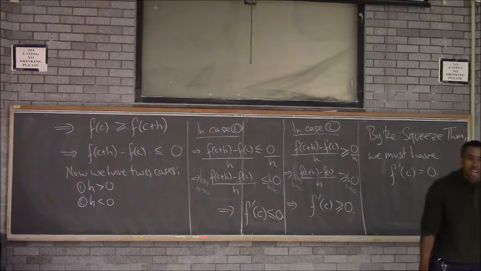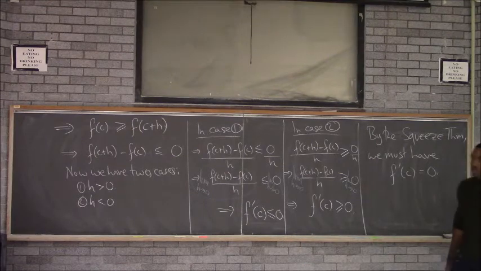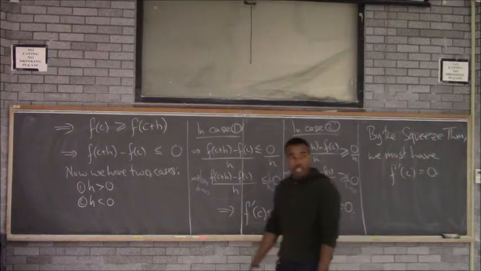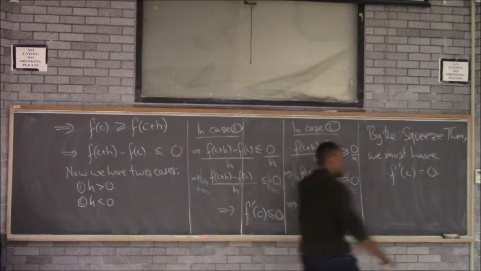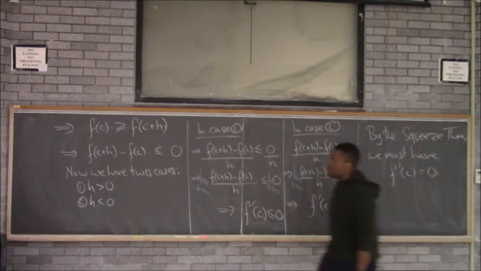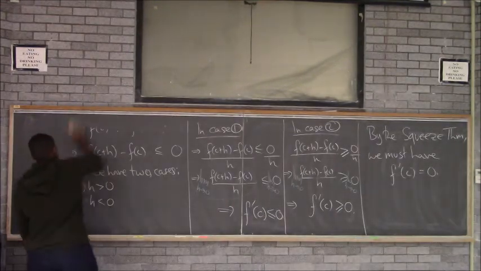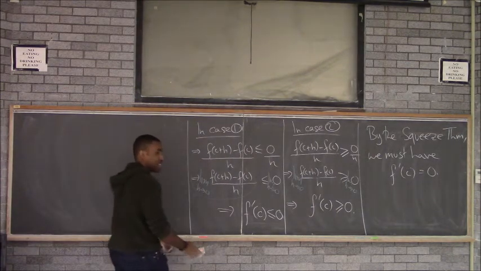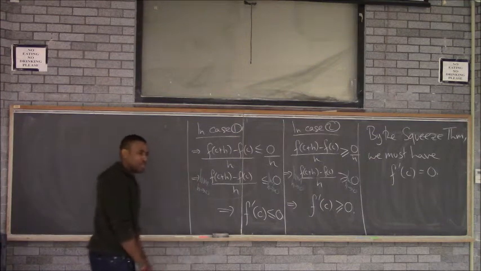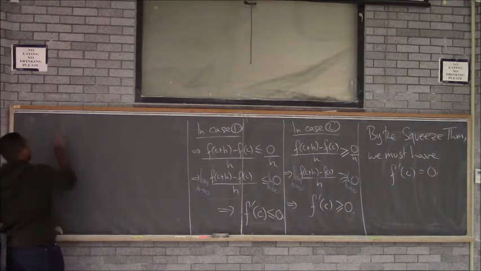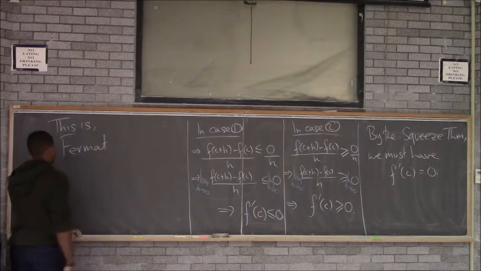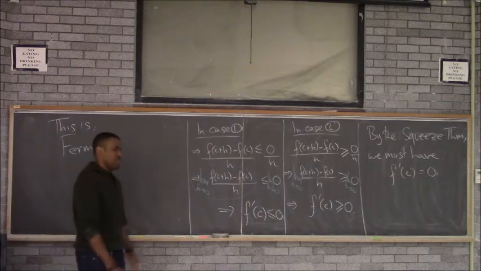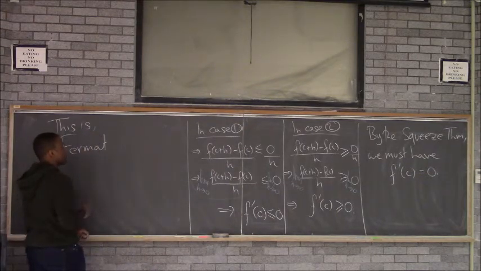If you are located at a maximum or a minimum and the derivative exists there, the derivative must be 0. That's an important theorem. It is called Fermat's theorem. Not Fermat's last theorem. He had several. That's the guy who tormented mathematicians for like 300 years, 350 years, until Andrew Wiles solved Fermat's last theorem.